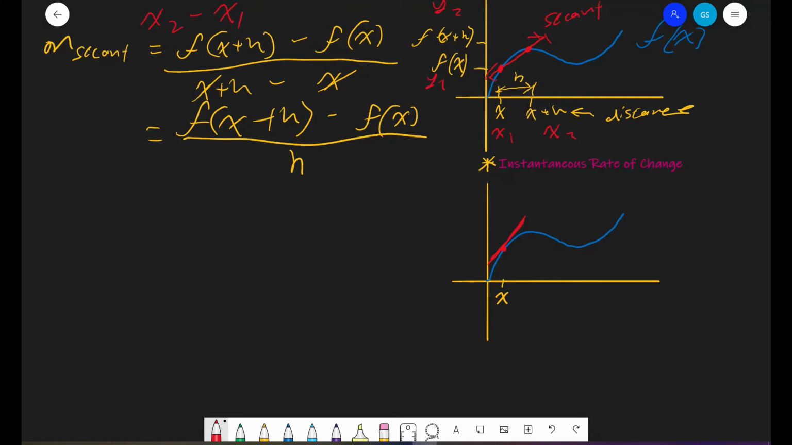And you may have done this before in your physics classes. Your teacher draws a nice little VT graph or some DT graph, and then asks you, all right, what's the rate of change at that point? Here's a ruler, figure it out.